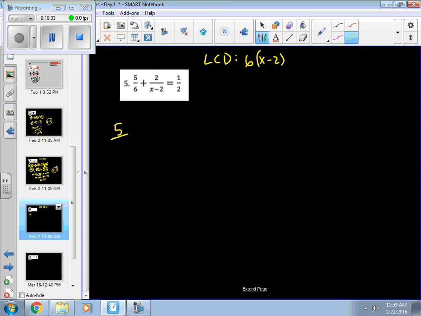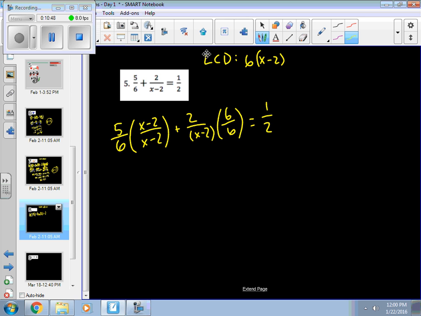So that first fraction, we want to multiply by x minus 2 over x minus 2. The second one, we're going to want to multiply by 6 over 6. And the last one, we're going to want to multiply by 3 to make that 6. So we need the 3, but we also need the x minus 2. All right, so now we got a bunch of multiplying we got to do.